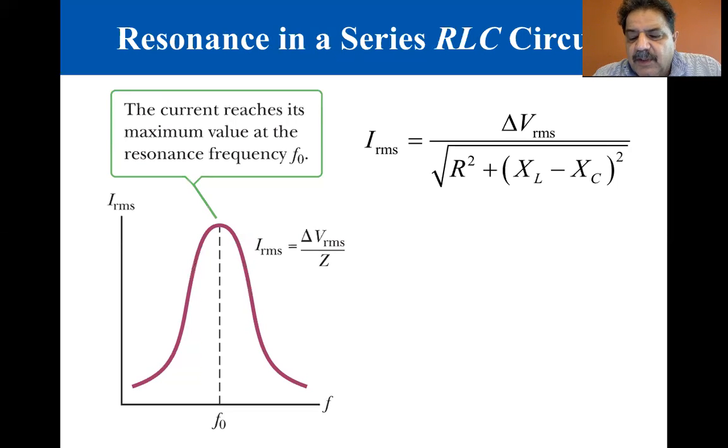The tuning circuit of a radio is an important application of a series resonance circuit. The radio is tuned to a particular station which transmits a specific radio frequency signal by varying a capacitor which changes the resonance frequency of the tuning circuit. When this resonance frequency matches that of the incoming radio wave, the current in the tuning circuit increases. So this ends the resonance in a series RLC circuit section.